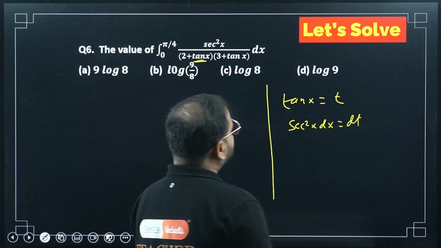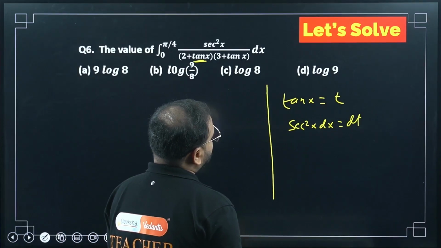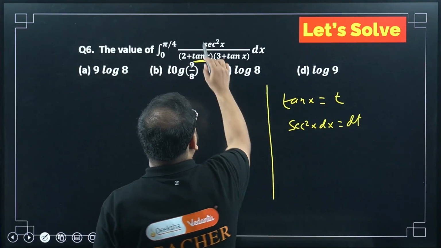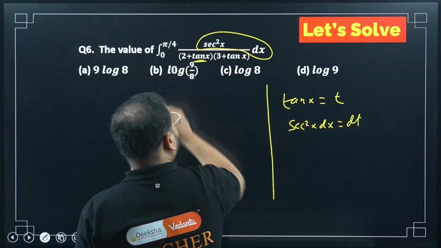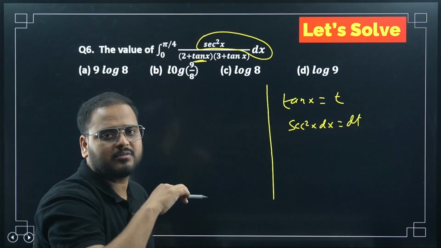How much will this come as? This will come as, if you check here, this I already have. Let me transform the limits now, because there's a limit over here, 0 to pi by 4.